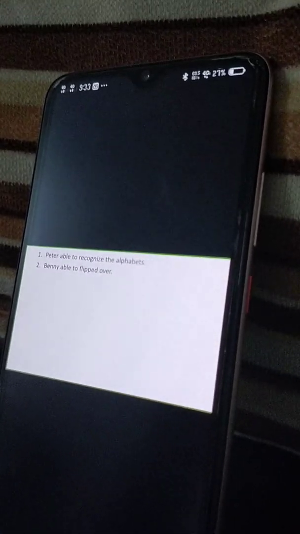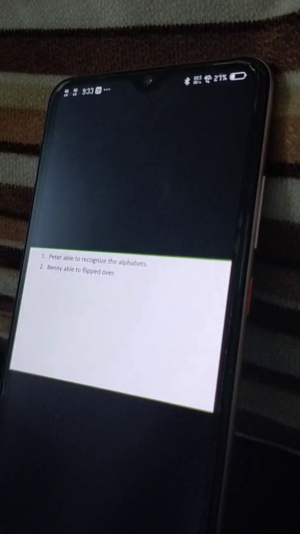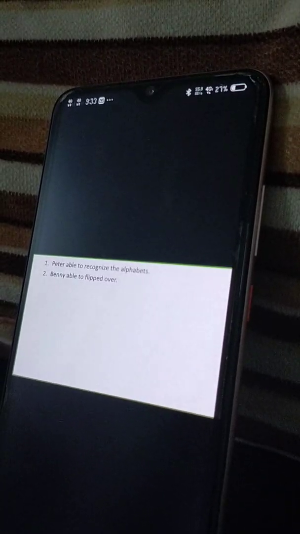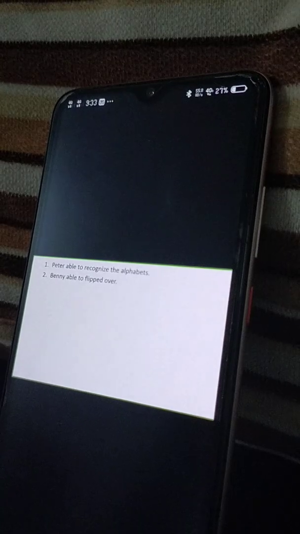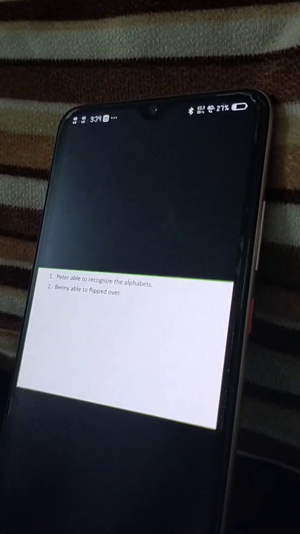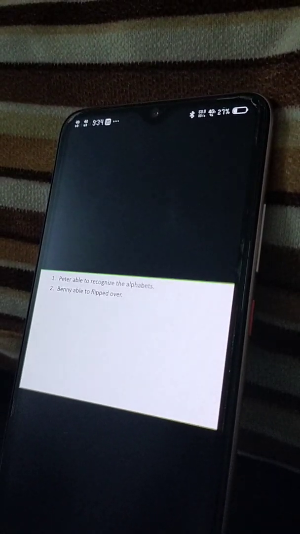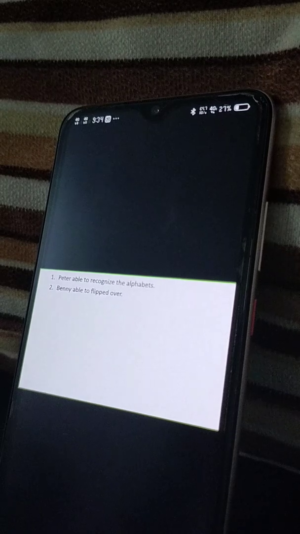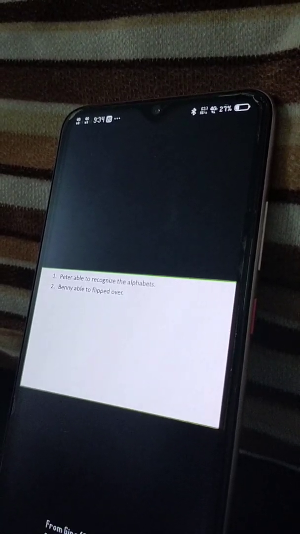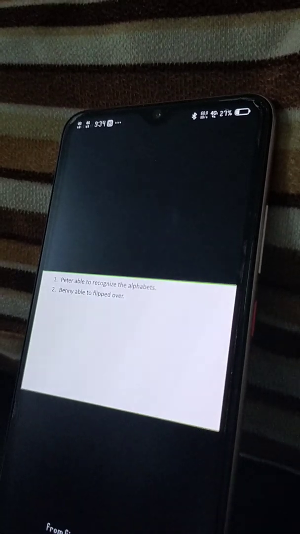Benny able to flip over. What's wrong with this sentence? Benny is able. Benny is able. What else is wrong? Flip, no ed. Yeah, Benny is able to flip over. Right? No ed. Alright, can you recognize some of the things that you have to correct?